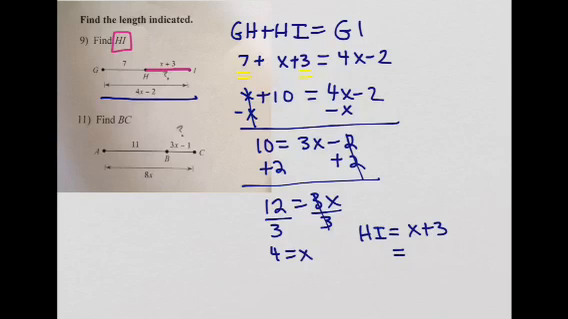And we know x is 4. So 4 plus 3 is 7. So HI is 7. And that's your answer.